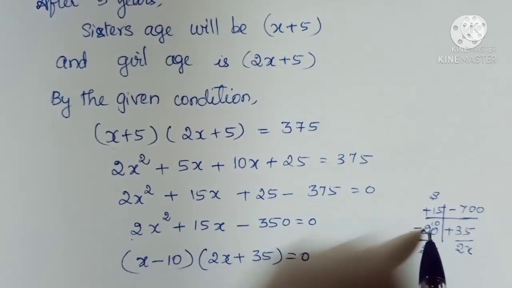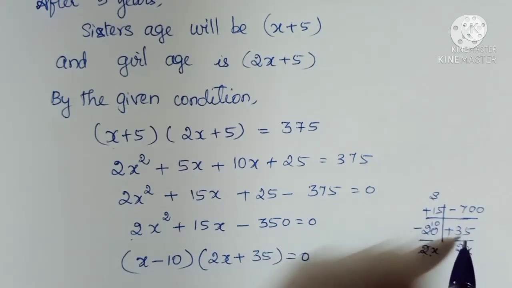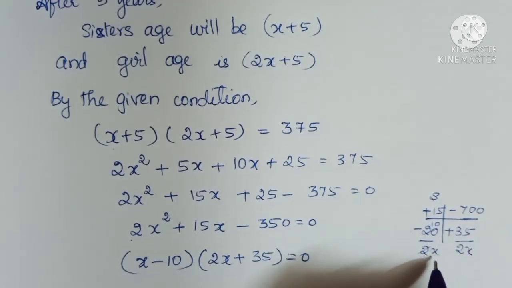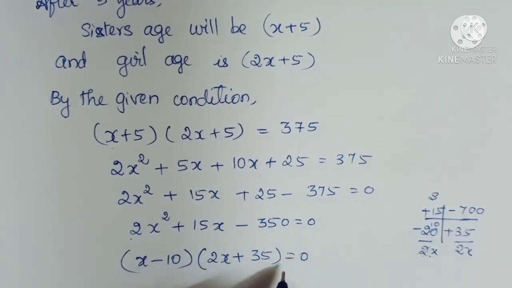2 and this 20 we can cancel. You will get 10 here. This 2 we can't cancel. Now we have to write these numbers in product form with the given variable. Denominators we always connect with the x variable. So (x minus 10) into (2x plus 35) equal to 0.